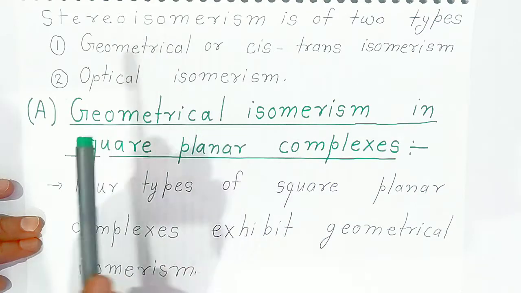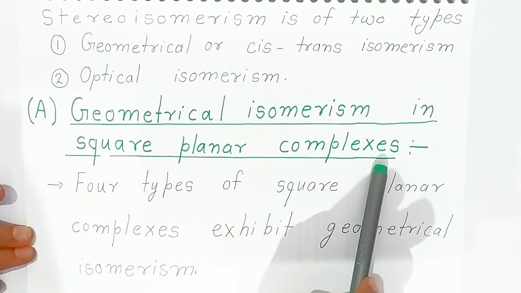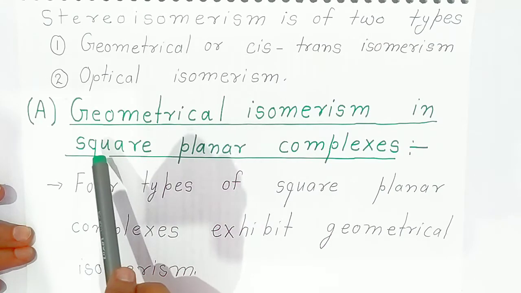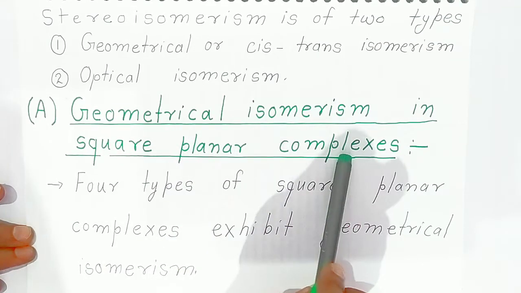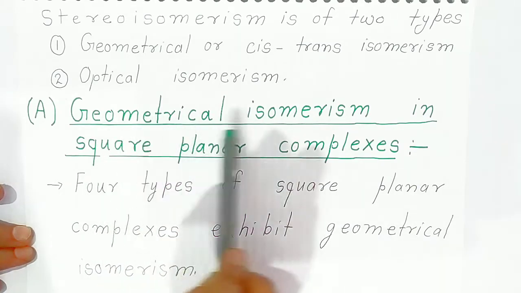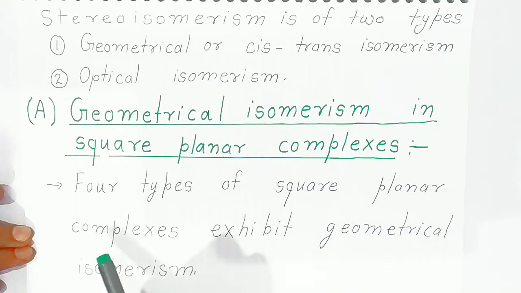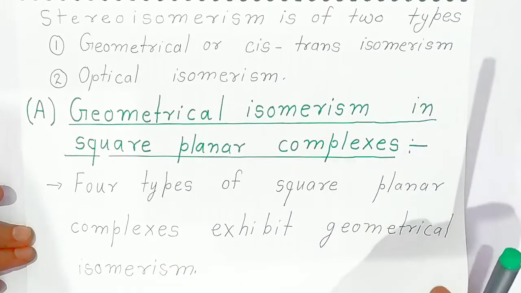isomerism. Now students, geometrical isomerism in square planar complexes: when four ligands are there, it will form a square planar structure. So how many stereoisomers are formed, that we will see. That is called geometrical isomerism. We are going to see square planar complexes. Four types of square planar complexes exhibit geometrical isomerism. There are four types of square planar complexes.